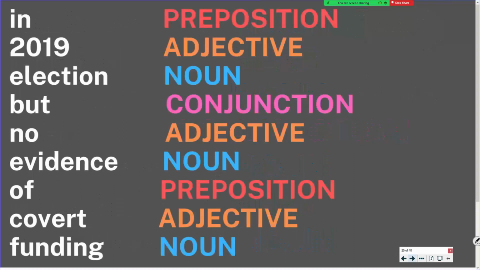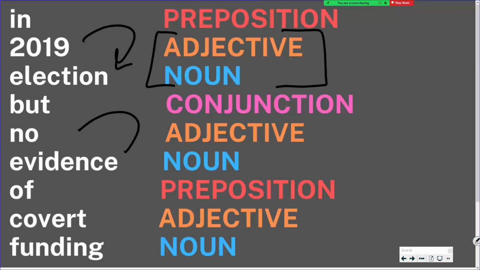In is a preposition. So in, out, during, while, these are prepositions. They tell us where something is, why it's happening, where it's happening. So it wasn't just any election. It was the 2009 election, so that's an adjective-noun combo. But no evidence. So no is a word that modifies evidence. No evidence of covert funding was found, right?